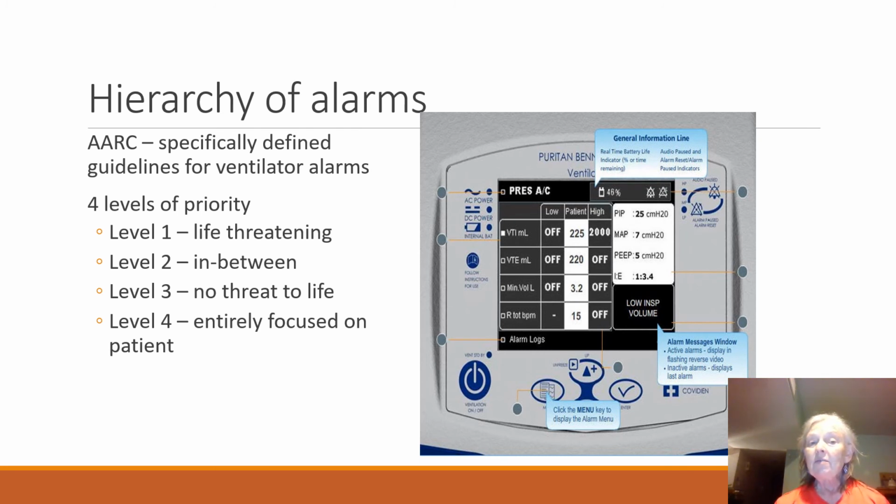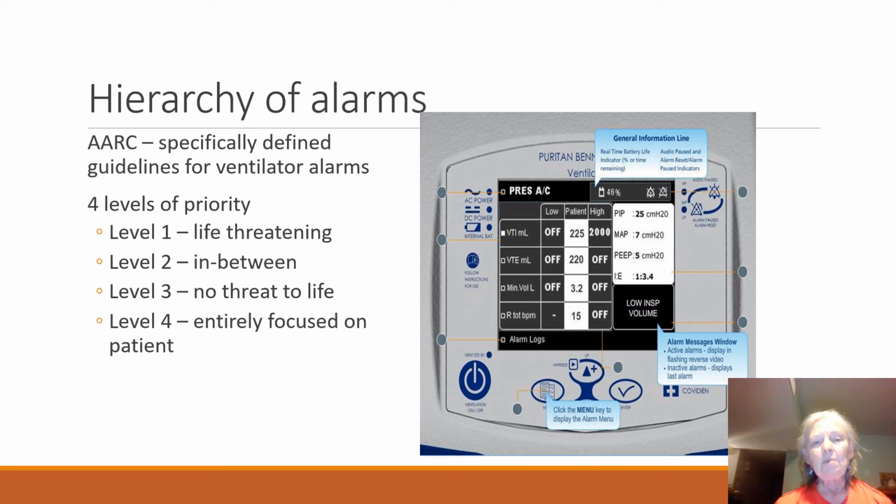There's hierarchies of alarms. The AARC has some specifically defined guidelines for ventilator alarms. There's now 4 levels of priority. Level 1 is your life-threatening one, and as a result of that, you definitely need to get up and respond to it. Some of the newer vents actually distinguish between the level 1, level 2, level 3, and level 4 alarms, so you hear different sounds or different volumes for those. So you always want to make sure that you understand what's going on with it.